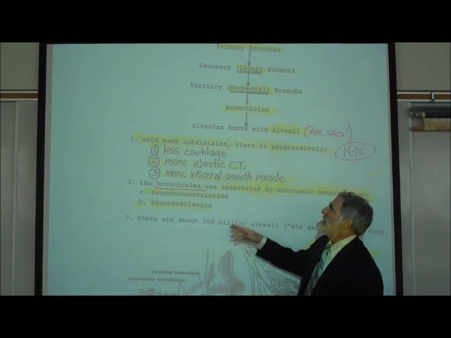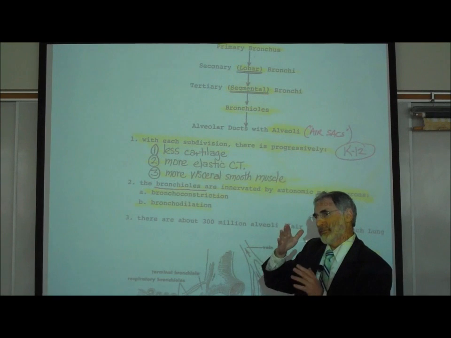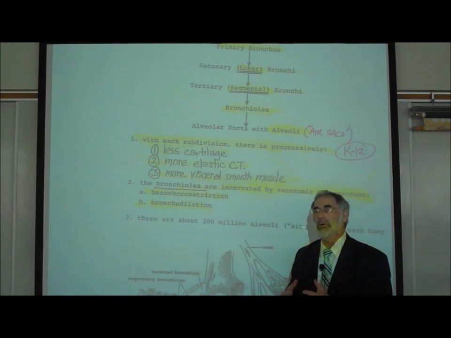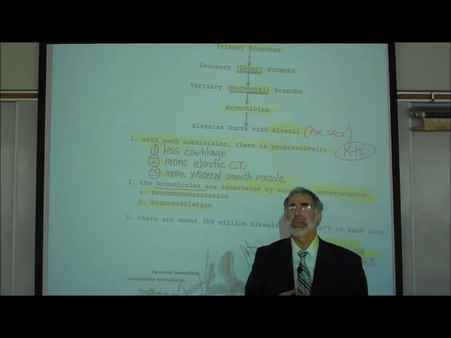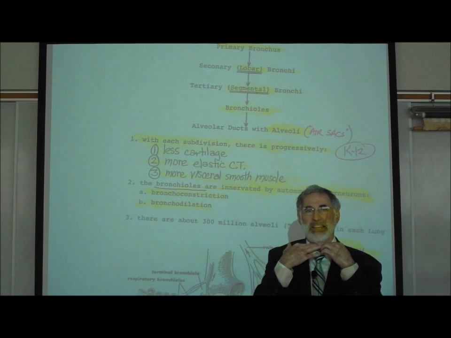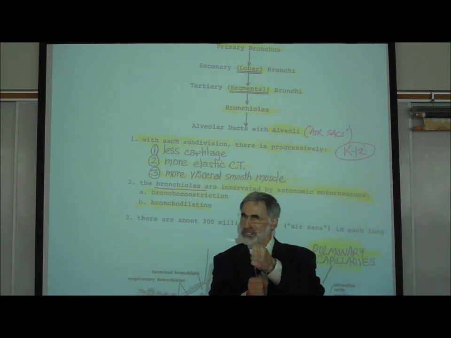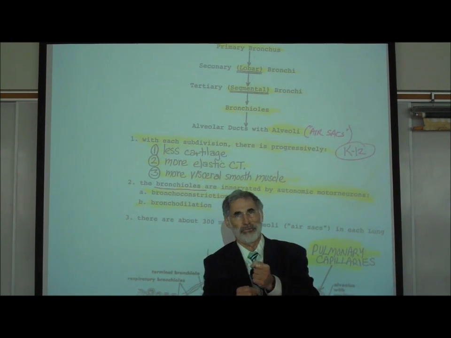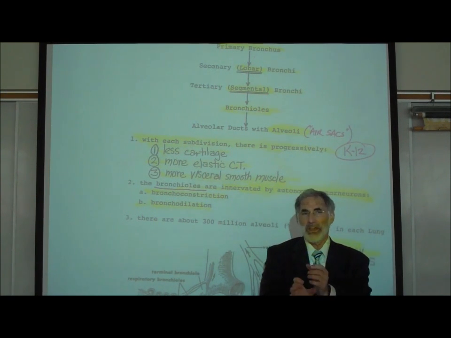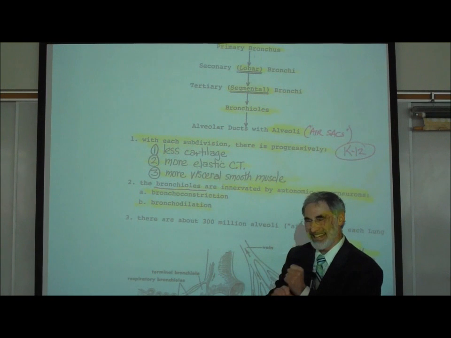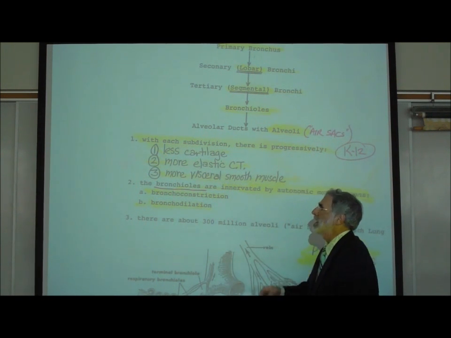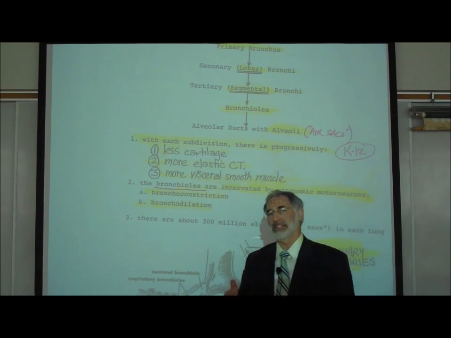Another thing we observe is that as we go from larger to smaller and smaller airways, there's progressively more and more elastic connective tissue. What that means is that your trachea does not have very much elastic connective tissue, so it's not very flexible. It's quite rigid or stiff. But as we go to smaller and smaller airways, they have progressively more and more elastic connective tissue in their walls, and they become more flexible.